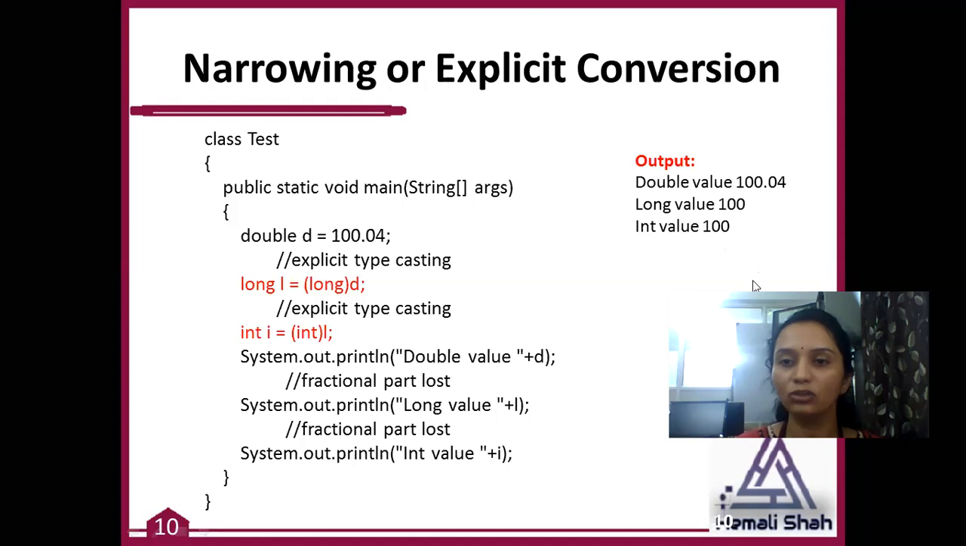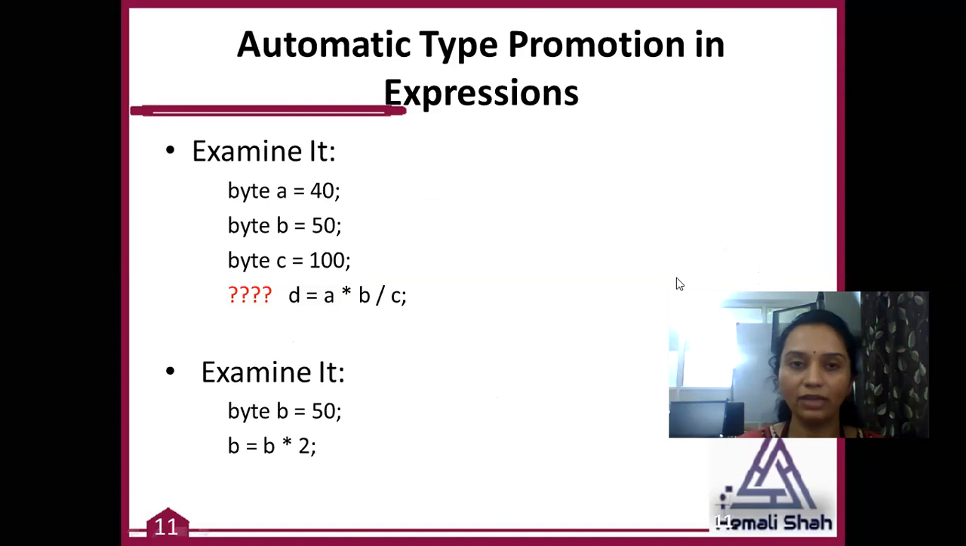But the number of bits to store this 100 in integer is less compared to the number of bits required to store 100 value in a long, right? Because long having how many? 64 data bits, long occupies 64 bits in your computer, and integer occupies 32 bits in your computer. Now let's think about it. Is it possible? Byte, and what should be the value? Tell me. Byte a equals to 40, byte b equals to 50, byte c equals to 100.